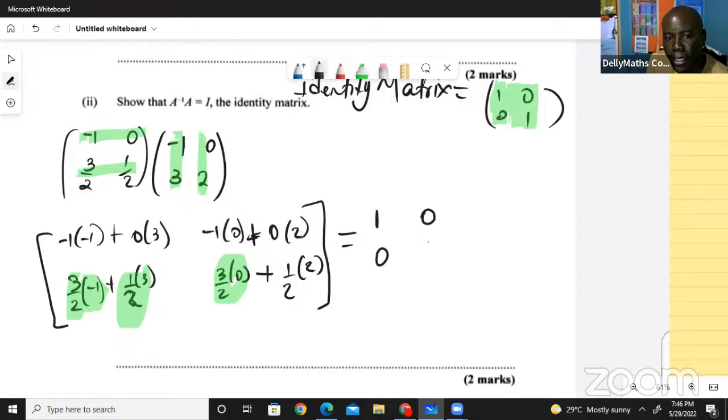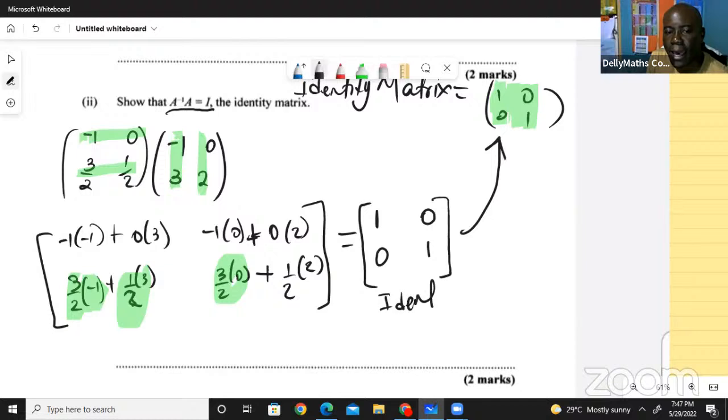So you could see that it really works, right? We were expecting it and we got it. Hence the proof. We actually prove that the inverse of A times A gives us the identity matrix. This is the identity matrix, and we do call it I.